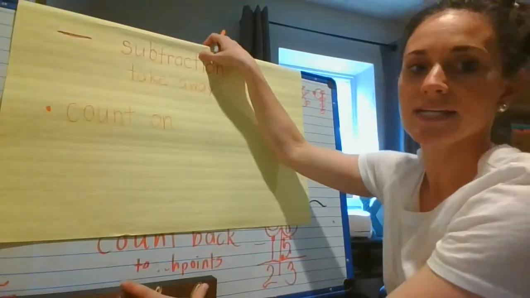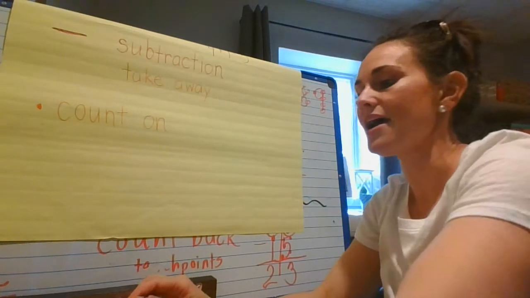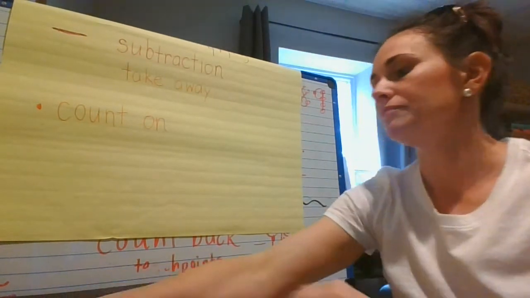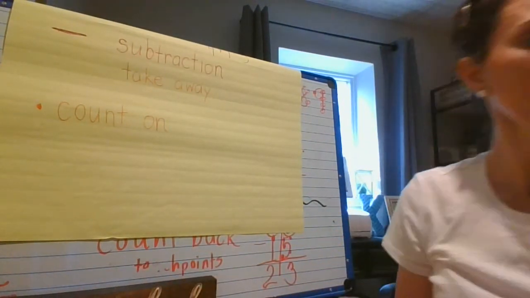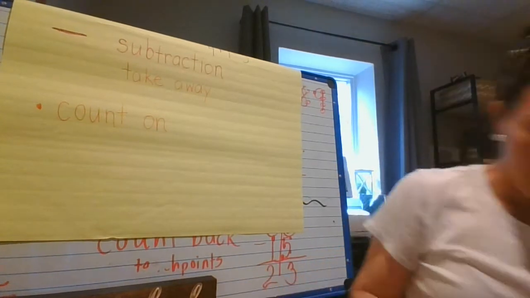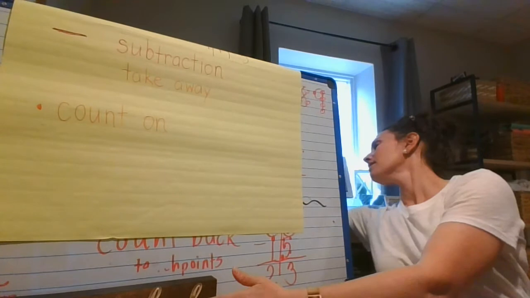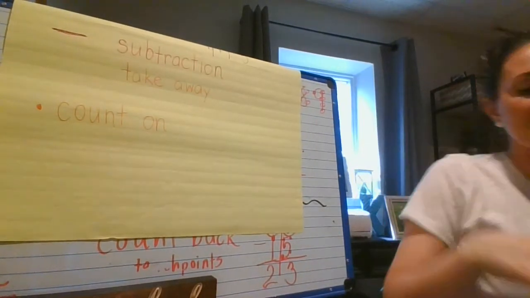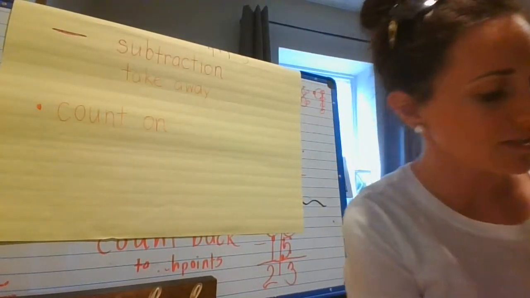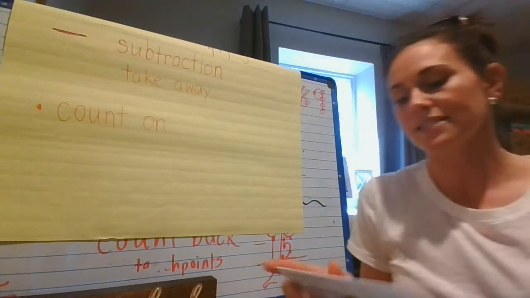So when we're subtracting, we can work on a strategy called counting on. So let me show you what I mean. If I have, let's see what I have under here. All right, I'm going to use some dots. Remember when we used our dots with our paddles? So I'm going to use some of those dots to help us a little bit.